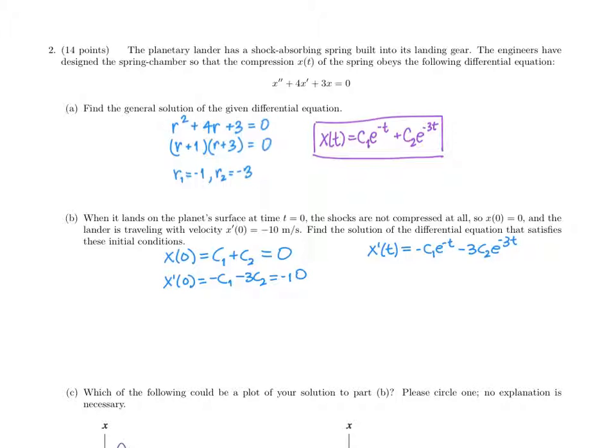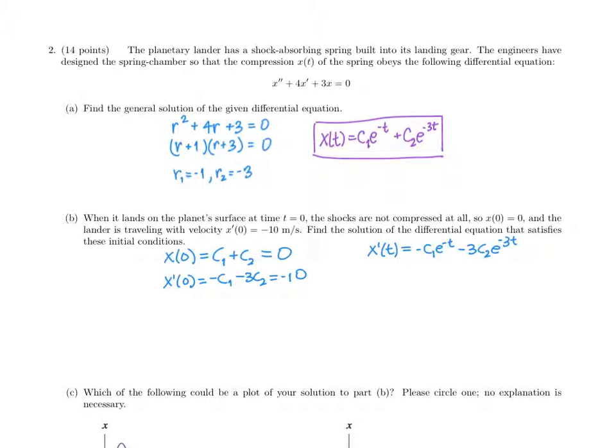Evaluating x, our general solution here, at t equals 0 makes both of the exponential functions go to 1. So we have C1 plus C2 equals 0 in order for x of 0 to be 0. For x prime of 0, we need to figure out what x prime is in general. Little chain rule action, right? Negative C1 e to the negative t minus 3 C2 e to the negative 3t is what we have. Plugging in 0 for t, those exponential functions will go to 1. And we're left with negative C1 minus 3C2 is equal to -10.